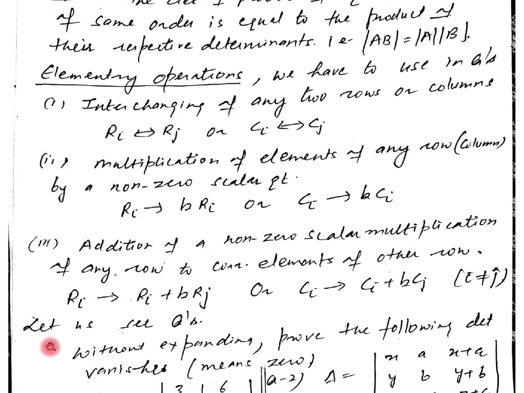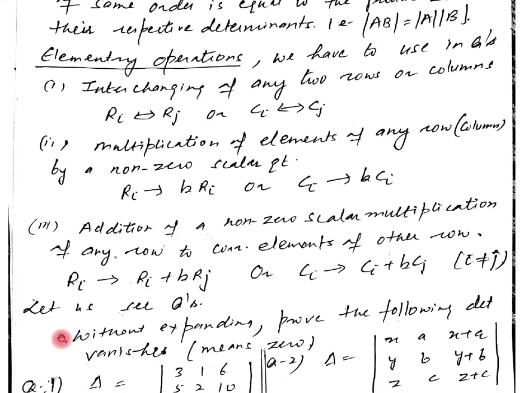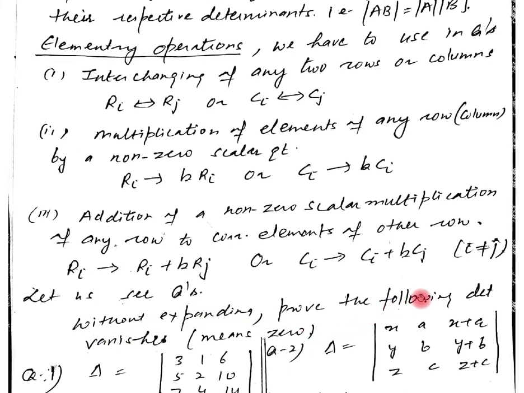Again, 12th class students, I am telling you this exercise is very tricky and very important. Always a question of 4 marks or 6 marks will be there in the final exam. The questions are very interesting. Without expanding, prove that the following determinant vanishes, meaning 0. The first type of question in the exercise is like this, and this question can be asked as a 1 mark question.